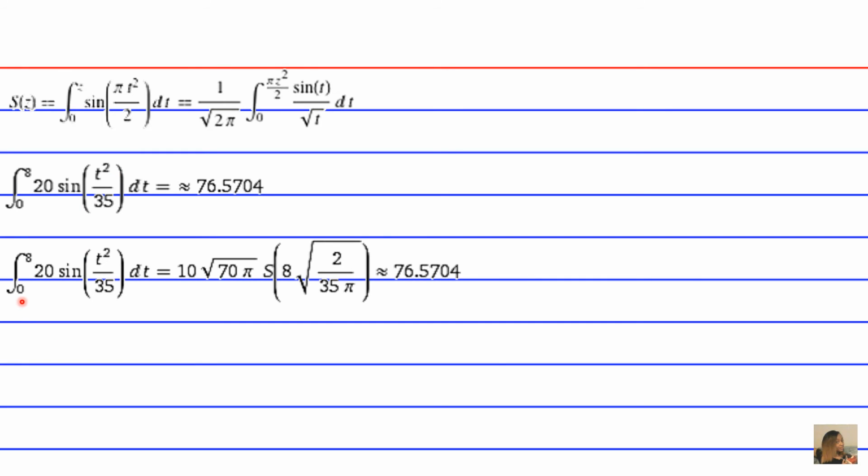And that's how we ended up with 20, the sine of t squared over 35 dt being equivalent to 10 times 70 pi, because when we factor out and simplify, this turns into this. And again, this italicized S is basically saying that we're taking all of this and we're doing that to 8, which is our z, times the square root of 2 over 35 pi, okay?